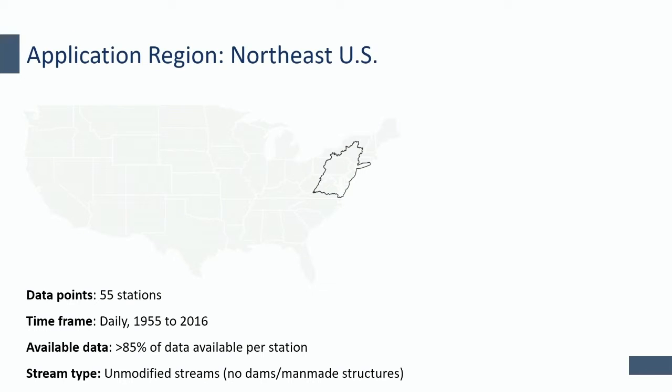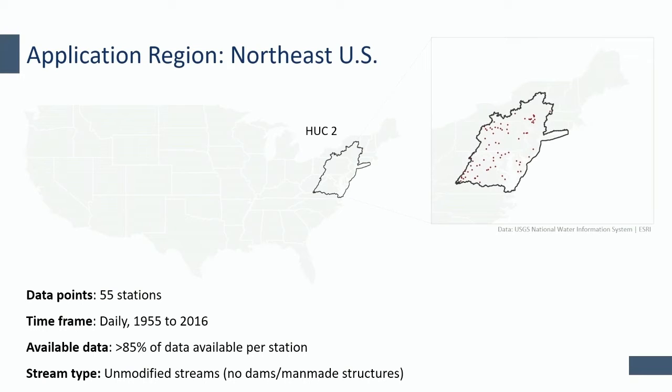For the Northeast, we used HUC2, as designated by the USGS, and we wanted to go back far enough in time to be able to include climate as an input for the forecast. So starting from 1955, we were able to collect 55 stations where we were still able to maintain full coverage of the region, as well as cover that 60-year time span.